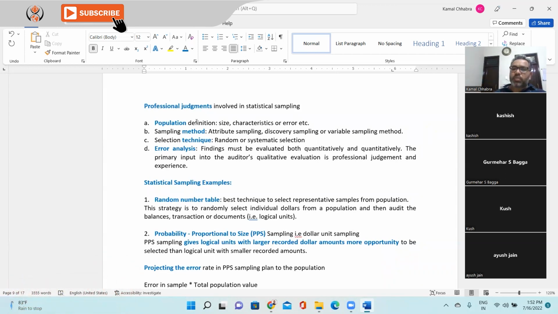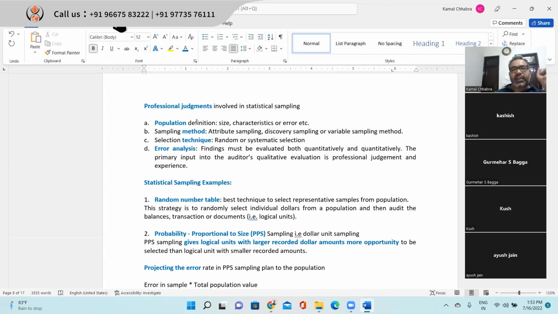Are you testing controls or are you testing details? Are you testing attribute or are you testing variable? Those things also you need to keep in mind. So attribute sampling, discovery sampling, variable sampling method, we'll be coming to that in detail. What is attribute sampling, discovery sampling, and variable sampling method? But you need to define the method by which you are selecting the sample.